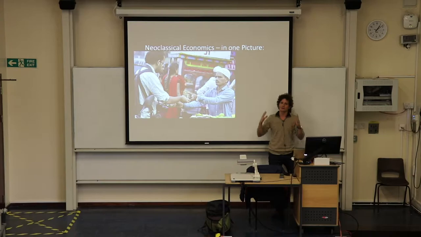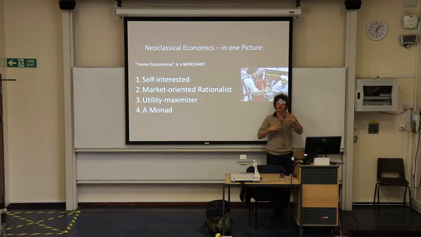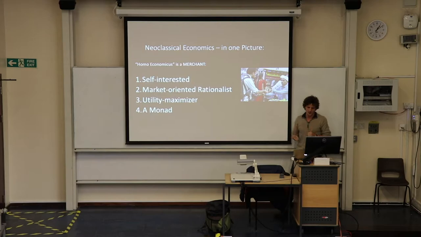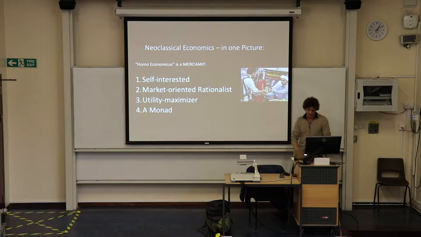Two people who are self-interested. They want to achieve a certain idea of utility for themselves through the transaction. They are rationalists, they constantly make calculations: is this product good for me? Am I willing to pay this price? Is he or she offering me good compensation for my product? What they want to do is obviously maximize their utility, and importantly, they are monads.